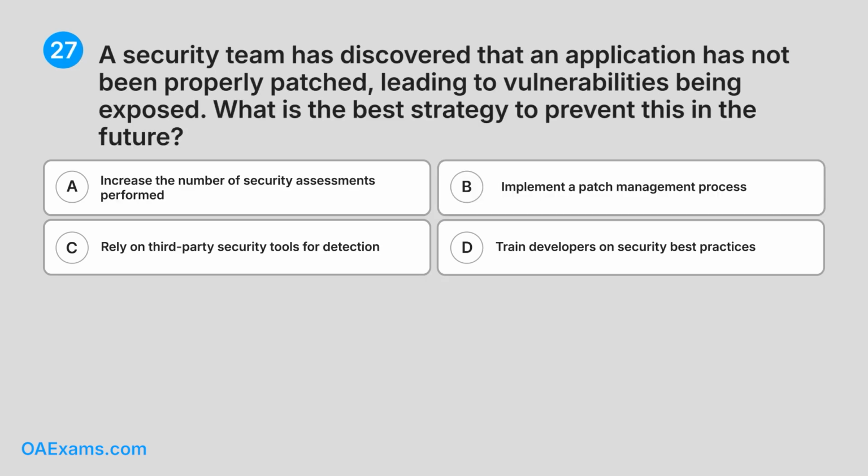27. A security team has discovered that an application has not been properly patched, leading to vulnerabilities being exposed. What is the best strategy to prevent this in the future? A. Increase the number of security assessments performed. B. Implement a patch management process. C. Rely on third-party security tools for detection. D. Train developers on security best practices. What do you think is the answer?